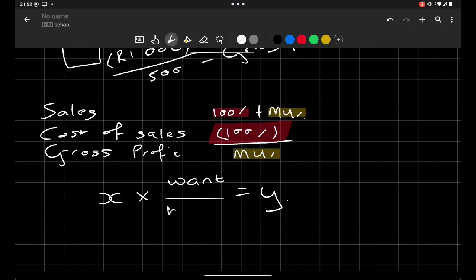What I want at the bottom, right? X symbolizes the amount that you're working with. So in any given question, they will say your cost of sales is this much and your markup is this much. Calculate your sales or calculate your gross profit. X will symbolize the amount that you're given.